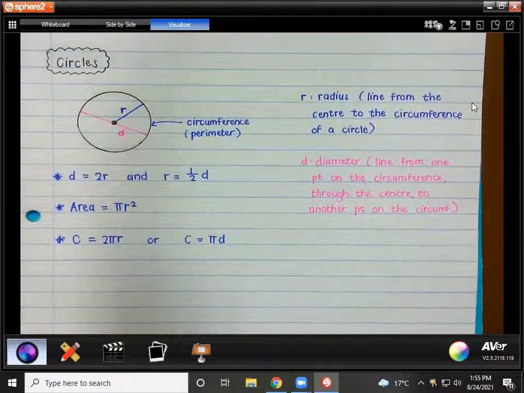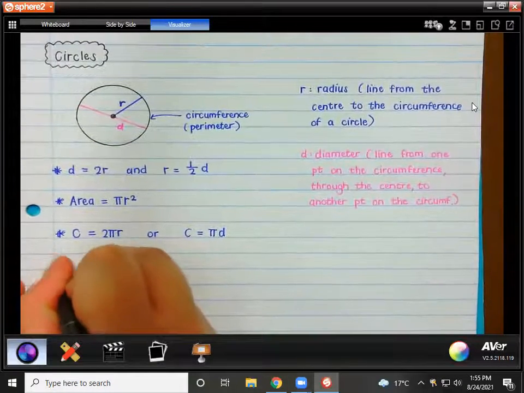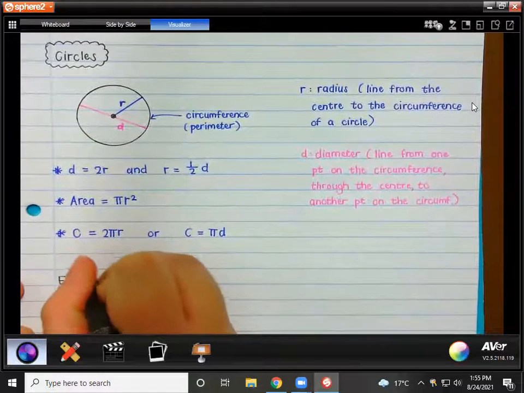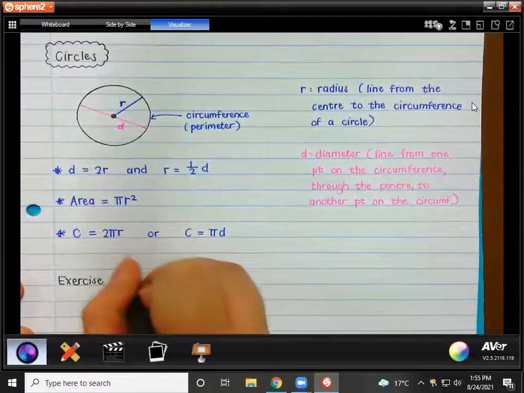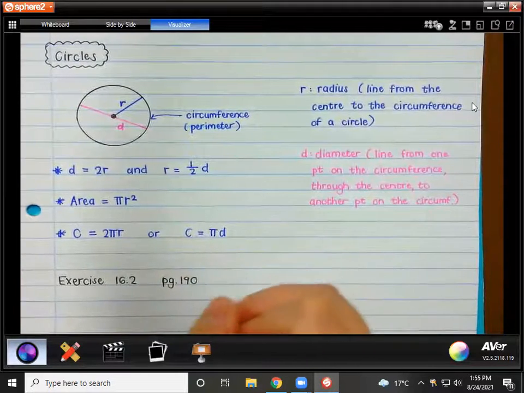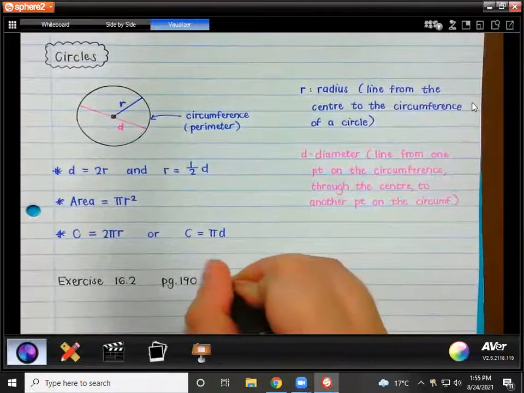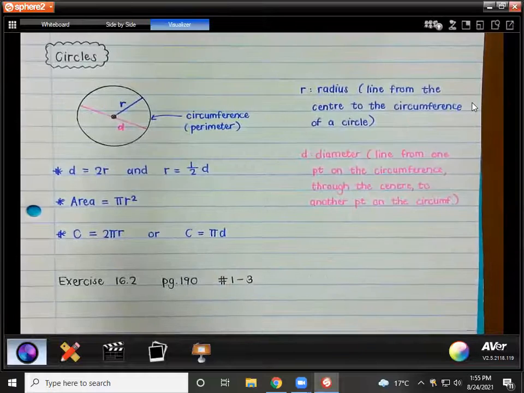Okay. I am going to give you some work on circles that is in your book. So it is exercise 16.2, which is on page 190. And I want you to do numbers 1 to 3, please. Okay, all 3 of those questions are on circles, so you're going to use these 2 formulas to answer those questions. Okay, you're practicing those. And this is for tomorrow, guys.